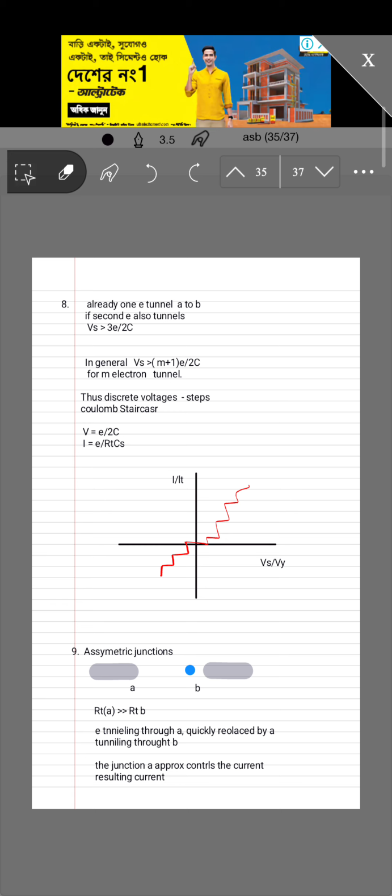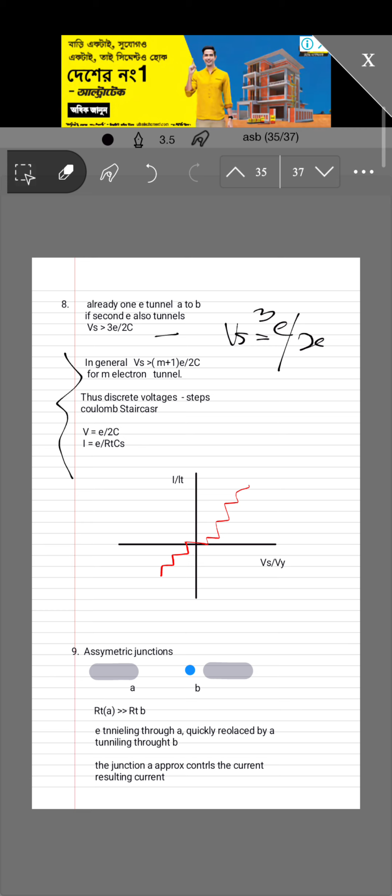As you can see, if there is already an existing discretized situation, there is a tunneling of current taking place. The source voltage again is equal to e/2C. That means the voltage which is causing the transmission to take place is also equal to e/2C.